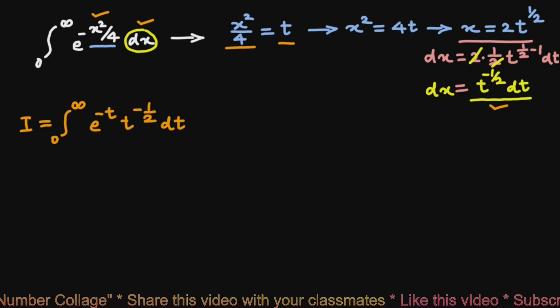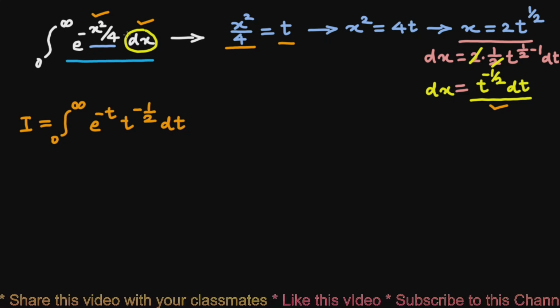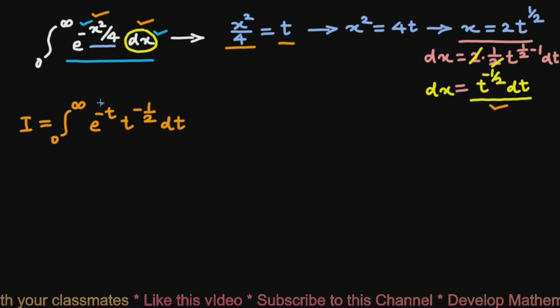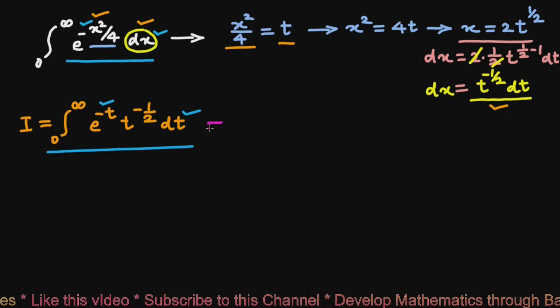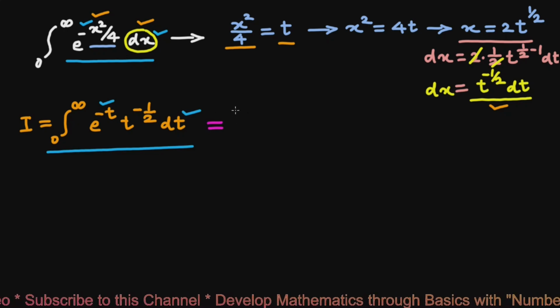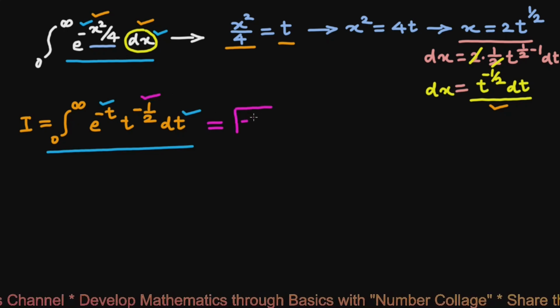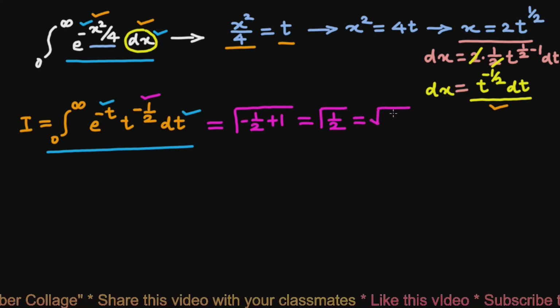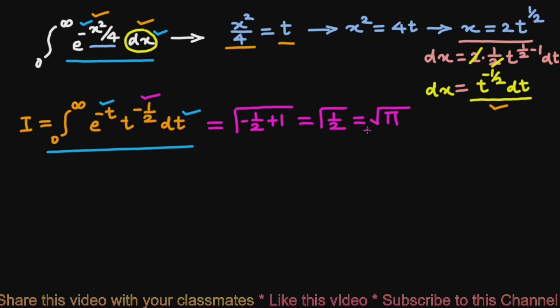dt. We observe that the original integral, which was in terms of x, now has been converted in terms of t. This will be, according to properties, gamma of minus half plus 1, which is gamma half, and as we know, this is square root pi.